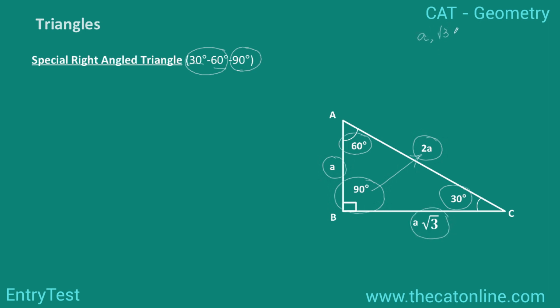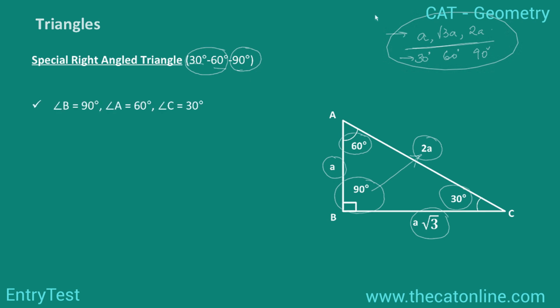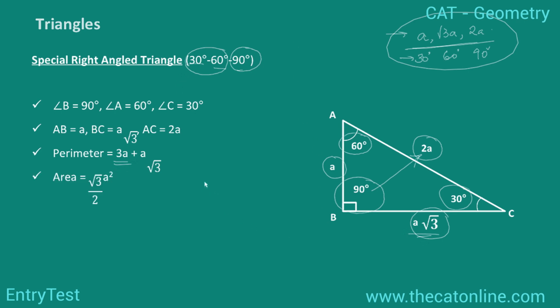This will be a, root 3a and 2a. This will be for 30 degrees, this will be for 60 degrees, this will be for 90. So if this is the angle, the side opposite to this angle would be given by a, root 3a and 2a. So these are the sides. The perimeter of such a triangle would be given by a plus 2a, which is 3a, plus a root 3. And the area would be given by half into base. Now the base here is root 3a and the height is a. So it will be root 3 by 2 a square. That will be the area for special right angle triangle.